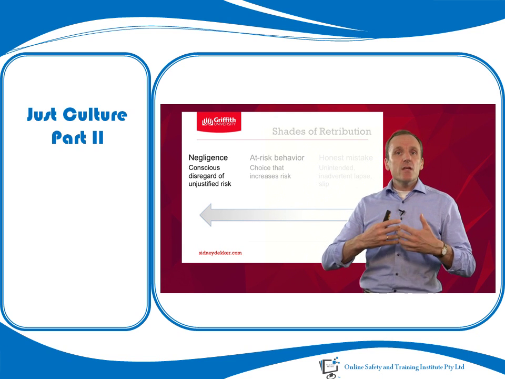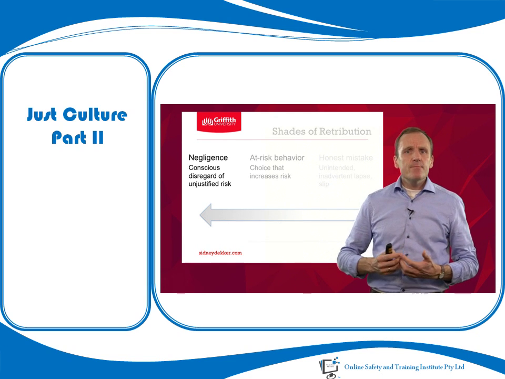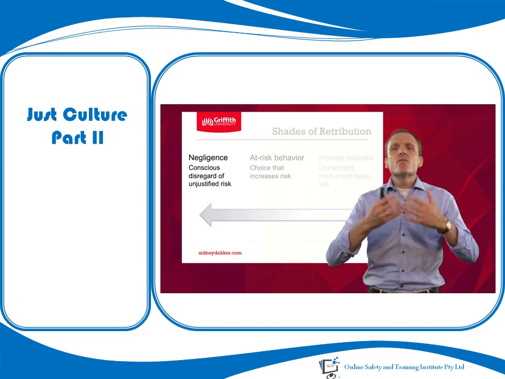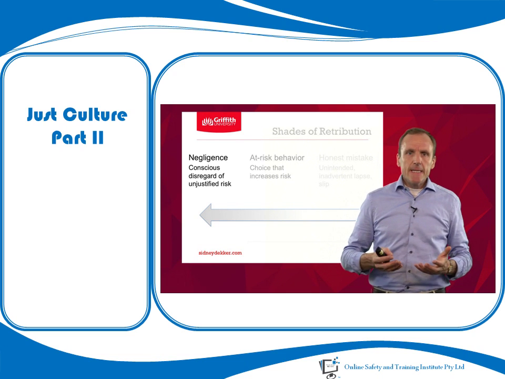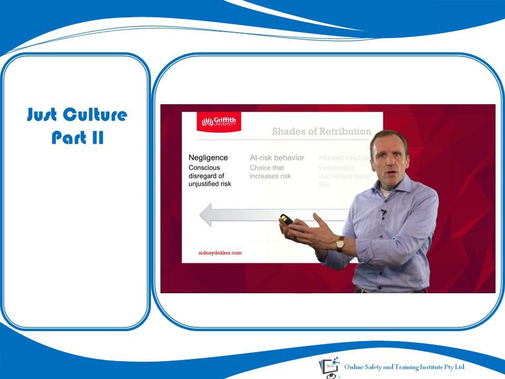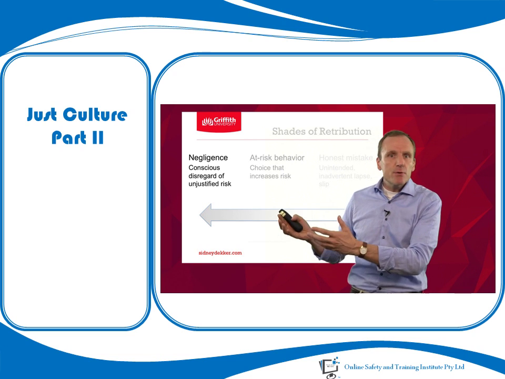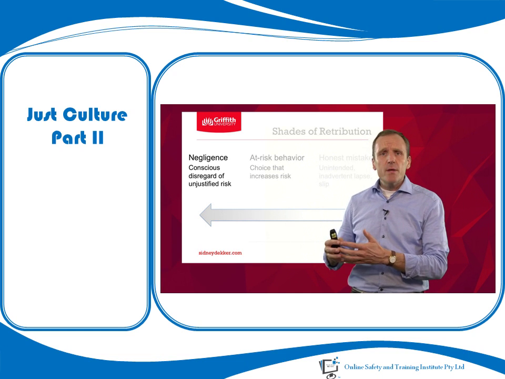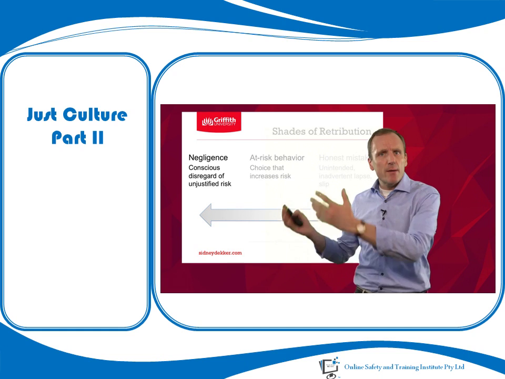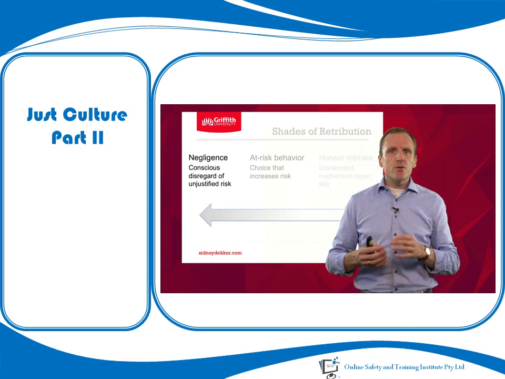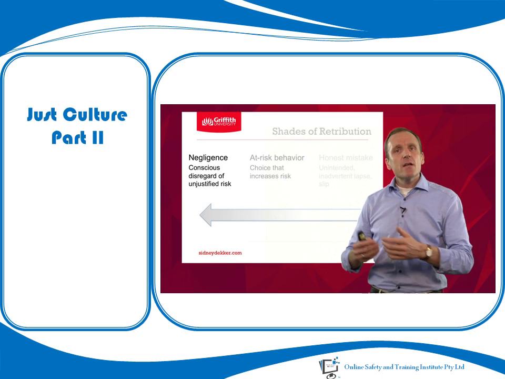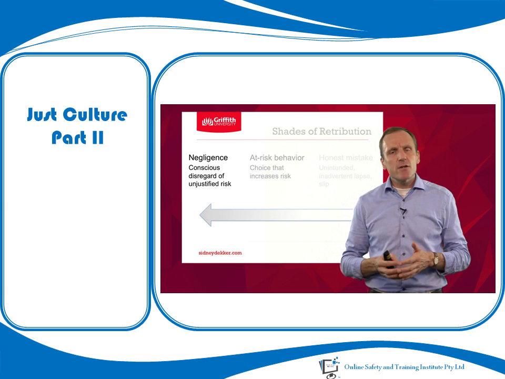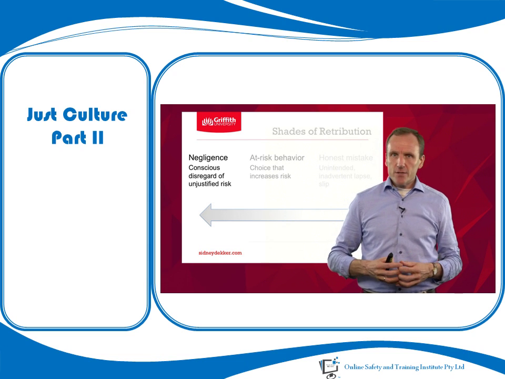And so on the non-sanctionable end are just the honest mistakes, right? The unintended and inadvertent slips or lapses that everybody makes. Then in the middle, with a little bit more possibility of sanction, you've got at-risk behavior. I mean, these are choices that increase risk. And so people really need some type of reminder or sanction or rap over the knuckles or whatever the sanction might be that you and your organization deems appropriate. And then at the end of the scale, there is negligence. That is a conscious disregard of unjustified risk, and that really deserves graver sanctions.